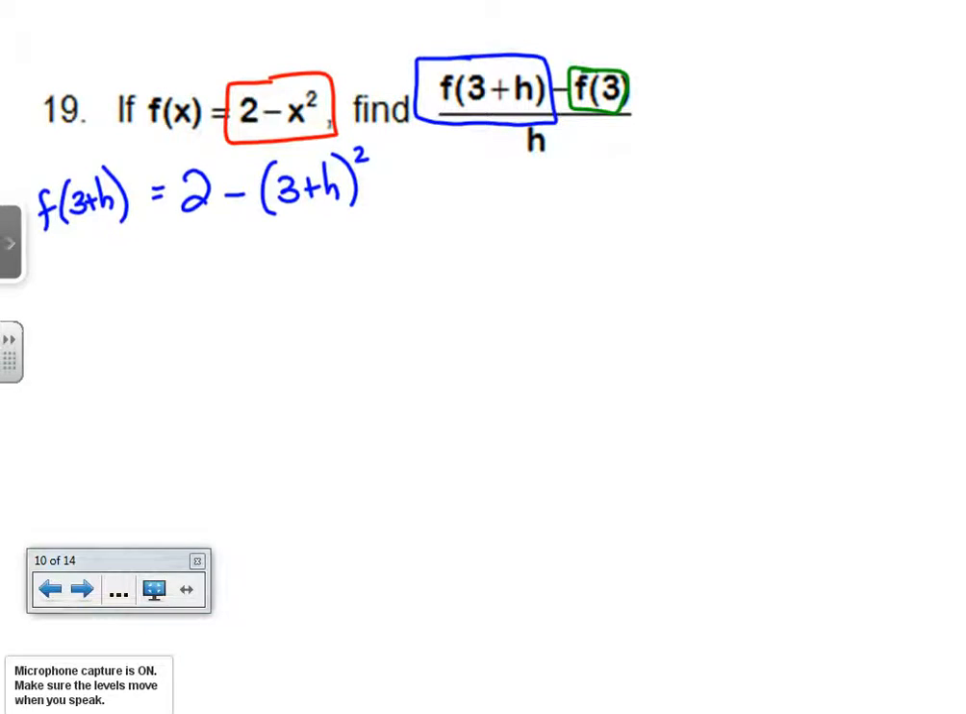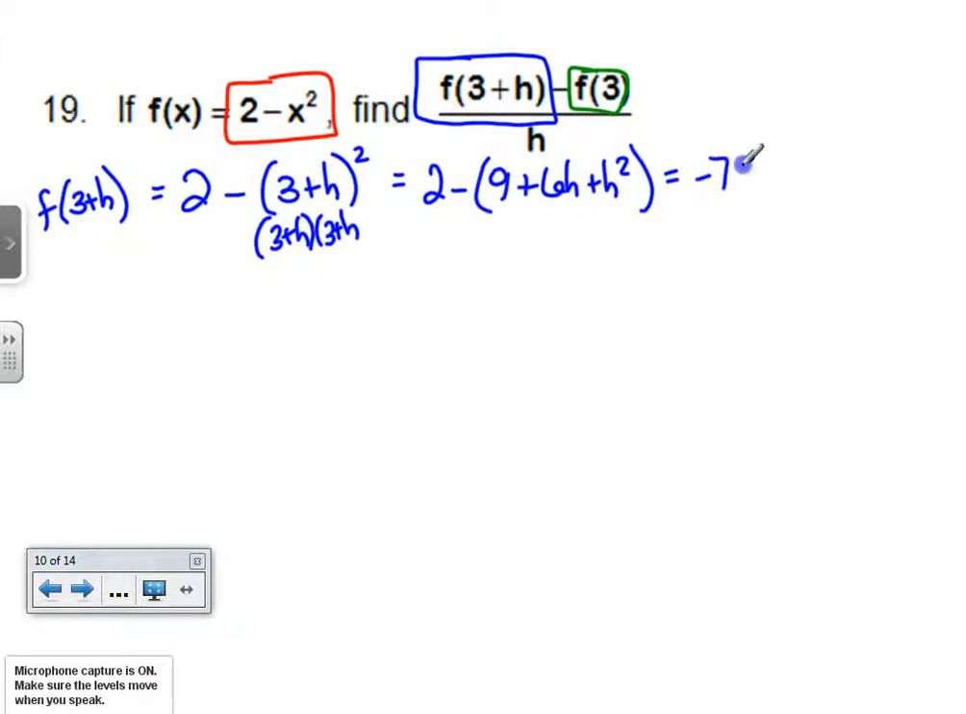Alright, let's go ahead and simplify that. So we have 2 minus, now 3 plus h quantity squared is really a FOIL problem. It's a 3 plus h times another 3 plus h. So that would give me a 9 plus 6h plus h squared. And if I go ahead and distribute the negative and combine like terms, I end up with a negative 7 plus 6h plus h squared.